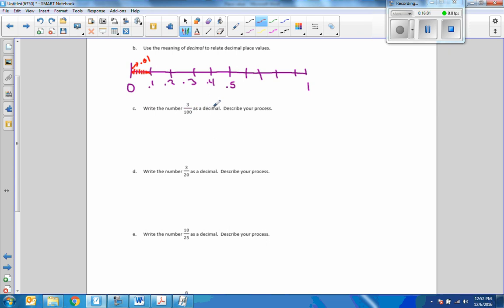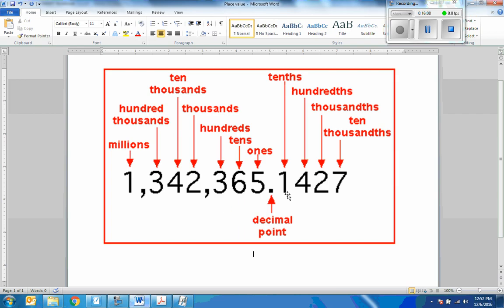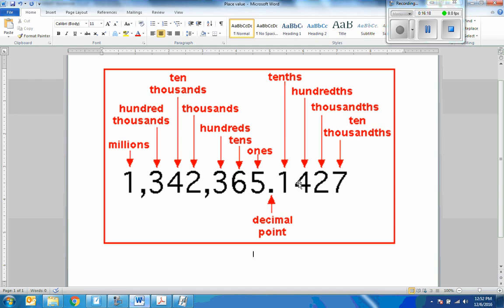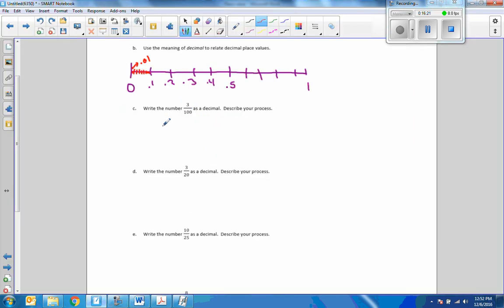Now it says, write the number 3/100 as a decimal. Describe your process. Well, tenths, hundredths, thousandths, ten thousandths, we keep going back to that. I have hundredths. Hundredth is 2 decimal places, so that 3 has to be in the 2nd decimal place. This is 3/100. The most common mistake here is writing this. This is not 3/100. If we ignored that 0, this is 3/10 or 30/100. So it's got to be 0.03.